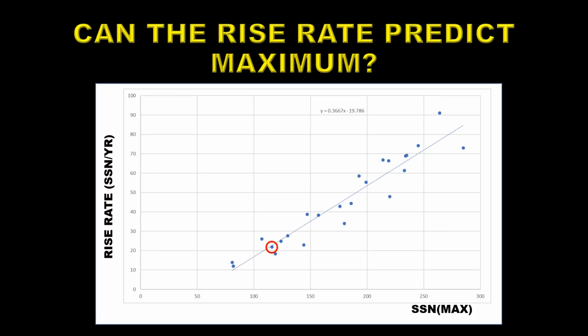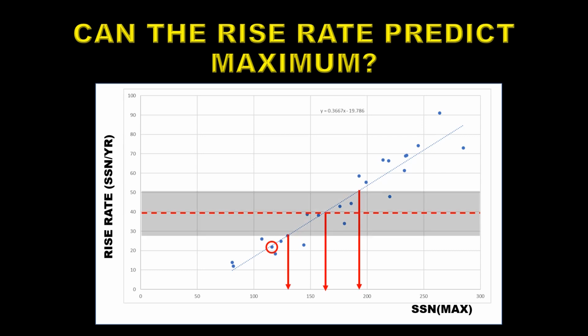So can we take the rise rate of this new cycle to predict the maximum? What I've plotted here is the maximum of the 24 cycles against the rise rate for those cycles. And there looks to be quite a nice little tight correlation between those two, which is interesting. What's the rise rate for solar cycle 25? 40 sunspot numbers per year so far. If you take that off of there, you get 165 as the maximum. But I'm now fitting a line to a series of points, so I can actually get uncertainties on that. If I put the uncertainties in, it says we're predicting a cycle somewhere between 130 and 190.